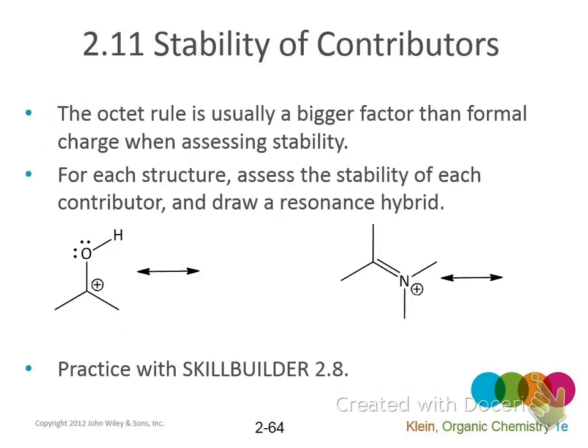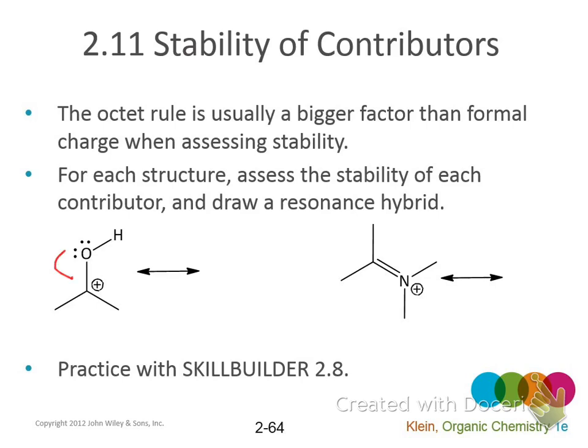So the octet rule is usually a bigger factor than formal charge when assessing stability. If you were to draw the resonance contributor for the structure on the left, remember, pair of electrons to positive charge. That's one of our patterns. Those patterns, you just have to do over and over and over again.